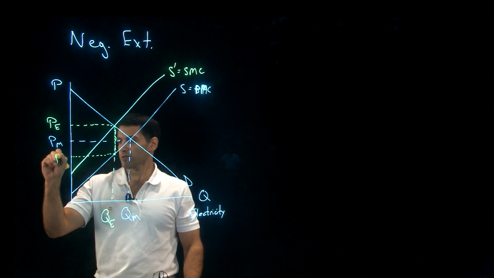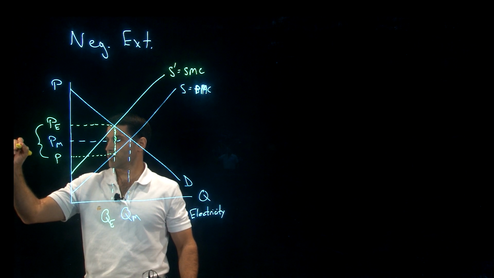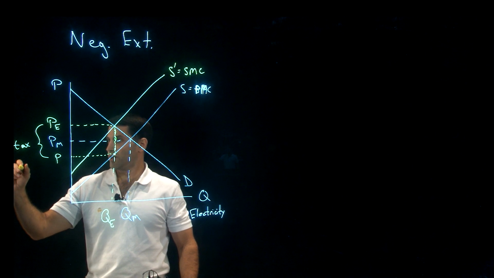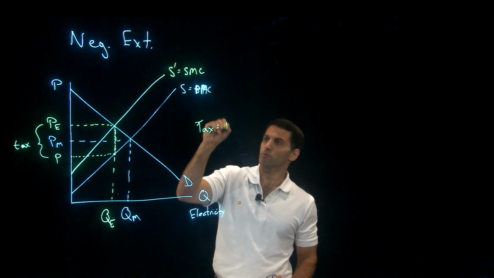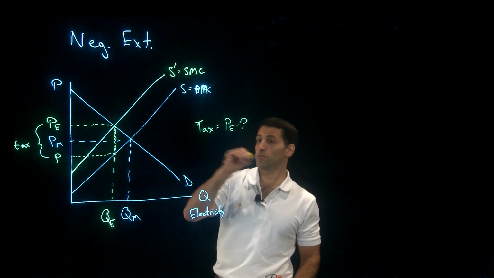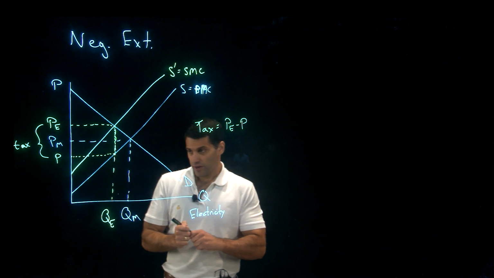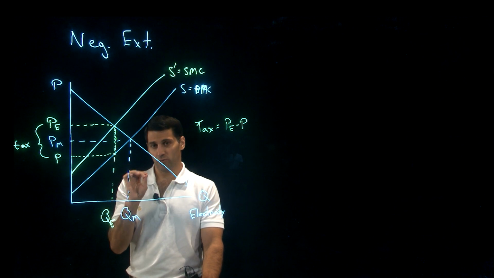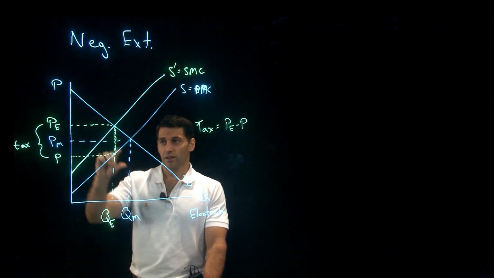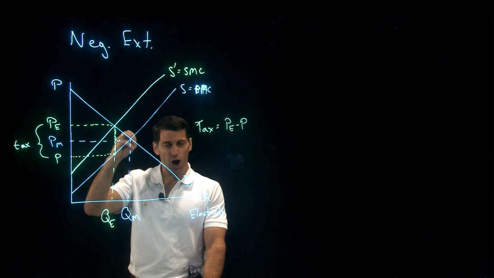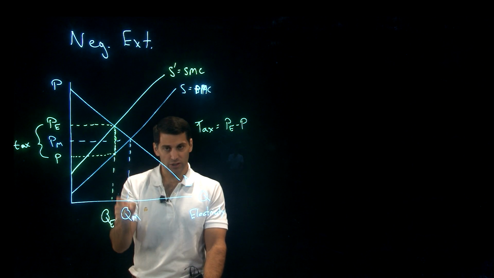So a simple solution would be to apply a tax that is equal to the difference between PE and P. So down here, this is our tax. Now, it's important to note that the tax has to be set in order to get the efficient quantity QE. The tax has to be set at the level of the marginal cost of the pollution that's generated at this level of electricity generation.